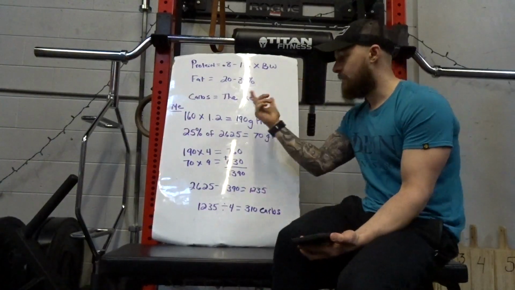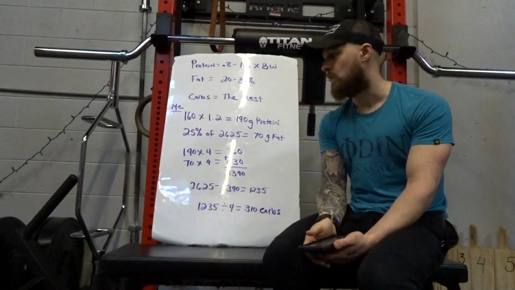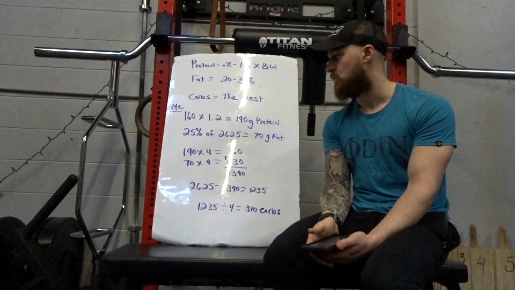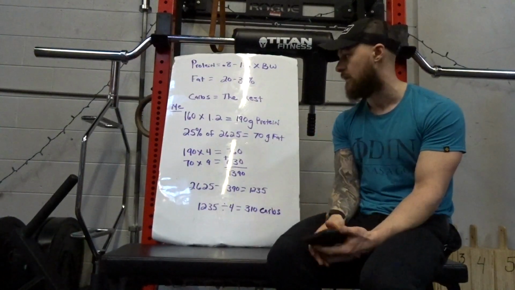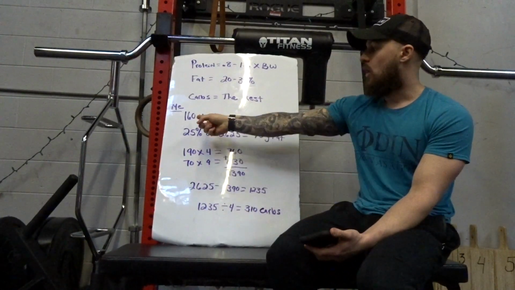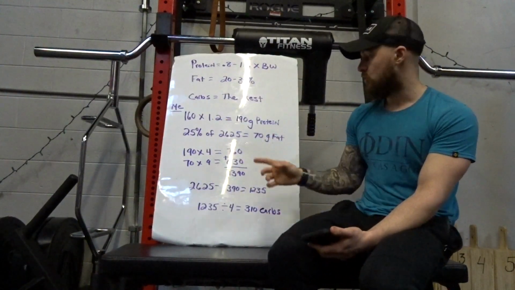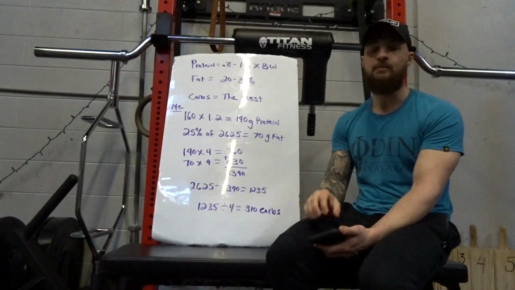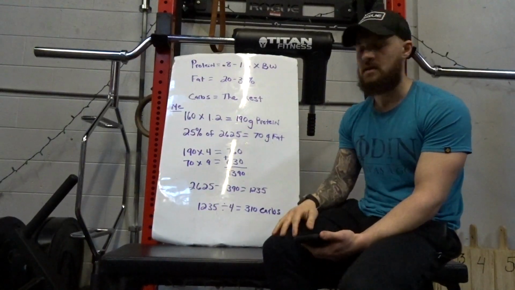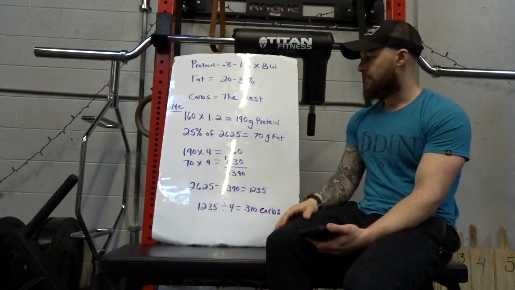So I use myself as an example here. Like I said, I'm 160 pounds. I'm trying to lose some weight right now because I'm going to be doing a photo shoot. So I'm pretty light right now. This is probably the lightest I've been in a really long time. So 160 multiplied by 1.2 because I wanted to take that middle of the road approach. That gives me 190 grams of protein. It came out to 192, but I like to keep this nice and even numbers for this example here.